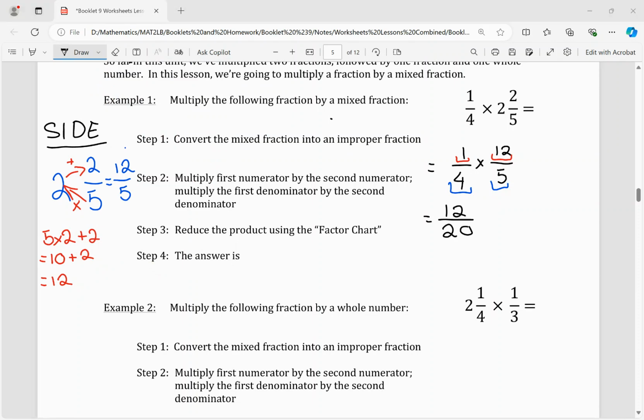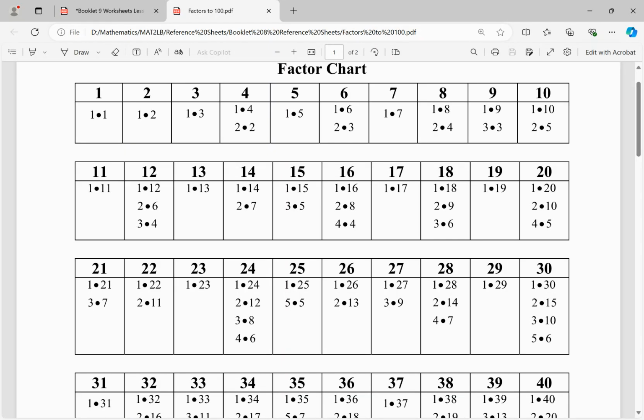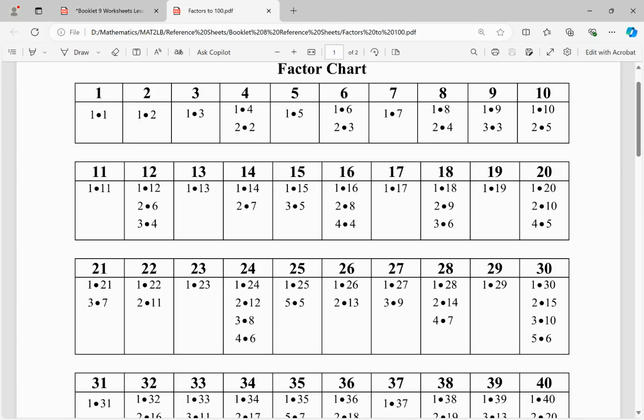Now remember, whenever you get to the final answer, you need to check if you can simplify. So, give me a second to pull up the factor chart. Wrong one. So here's our factor chart. Our two numbers are 12 and 20. Here is 12. Here is 20. What do they share in common? Well, they both have a 1.